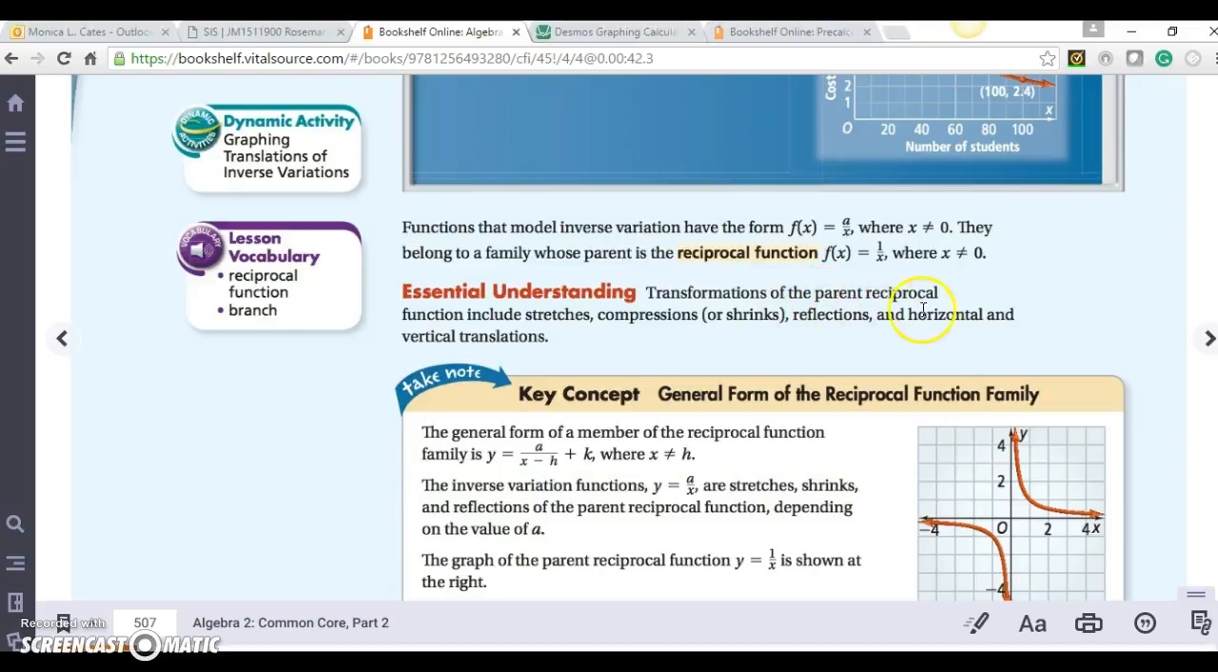Transformations of the parent reciprocal function include stretches, compressions or shrinks, reflections, and horizontal and vertical translations. So when they're speaking of stretches, they're talking about things that go closer and closer. Shrinks are things that are going away. Reflection is to flip it to the other side. And horizontal and vertical translations is to move it up or to move it down.